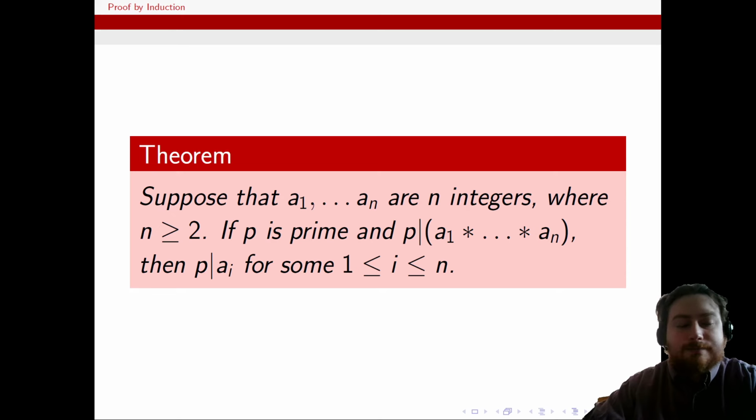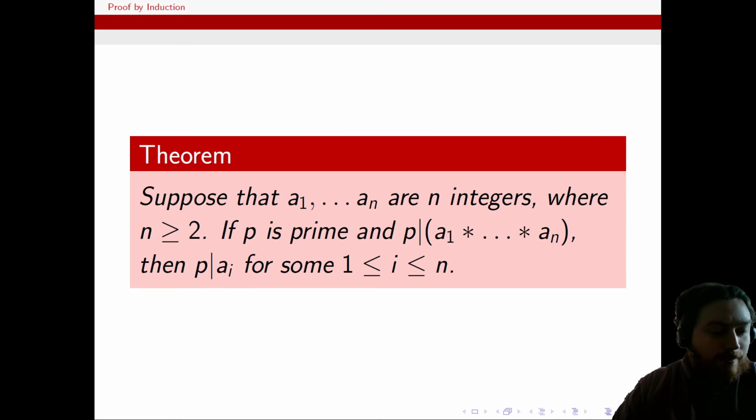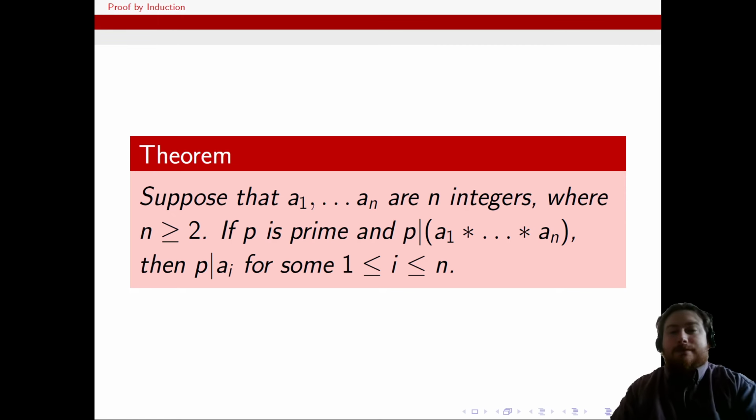All right. Here's one more theorem that I want to look at because it is really interesting. Let's suppose that a1 through an are integers, and n is greater than or equal to 2. Well, if p is prime and p divides the product of those integers, what I want to say is that p will divide one of the terms.